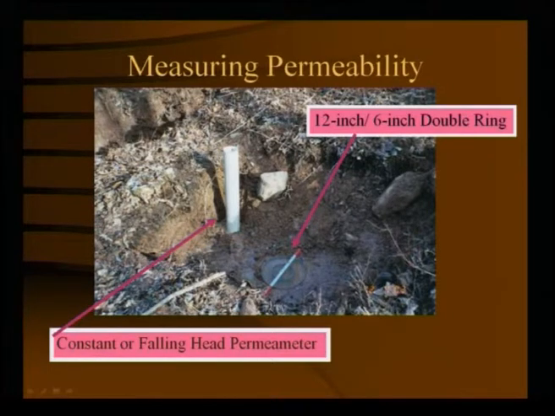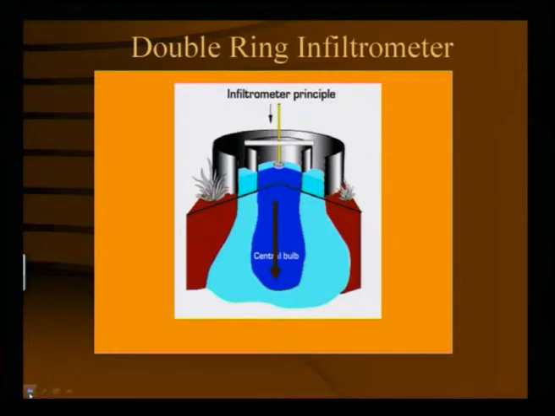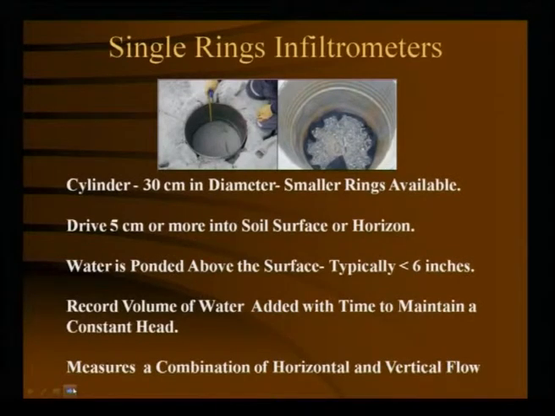If I go back to the double ring infiltrometer, with a central valve, the principle is a cylinder of 30 centimeter in diameter. Smaller rings are also available. Drive it 5 centimeter or more into the soil structure or horizon. Water is ponded above the surface, typically less than 6 inch. Record the volume of water added with time to maintain a constant head. How much volume of water is required to maintain a constant head? It can measure a combination of horizontal as well as vertical flow.